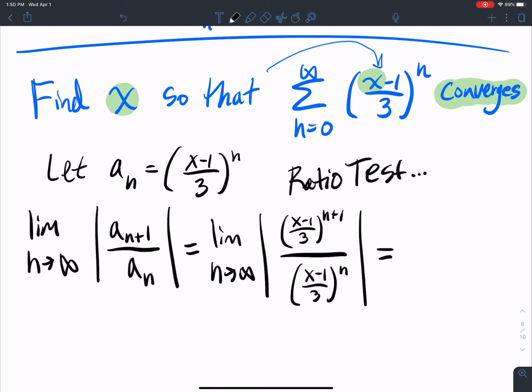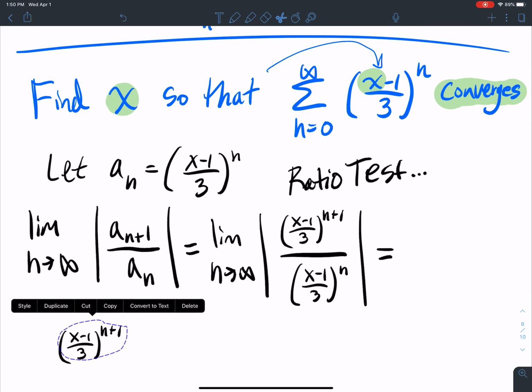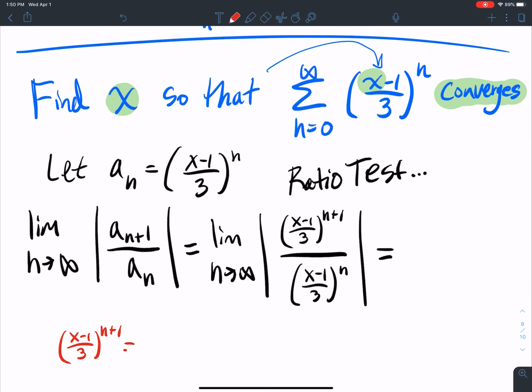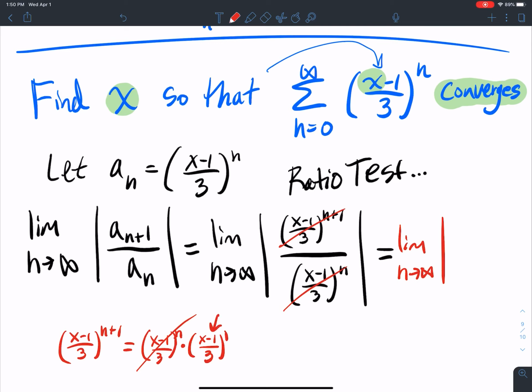This is equal to, well, let's think about this. This part right here, let me duplicate, we'll do some scratch work down here. This part here is equal to (x minus 1 over 3) to the n times (x minus 1 over 3) to the 1. So what happens? This factor cancels with this factor. So what am I left with? I'm left with the limit as n goes to infinity of the absolute value of just this piece right here, x minus 1 over 3.